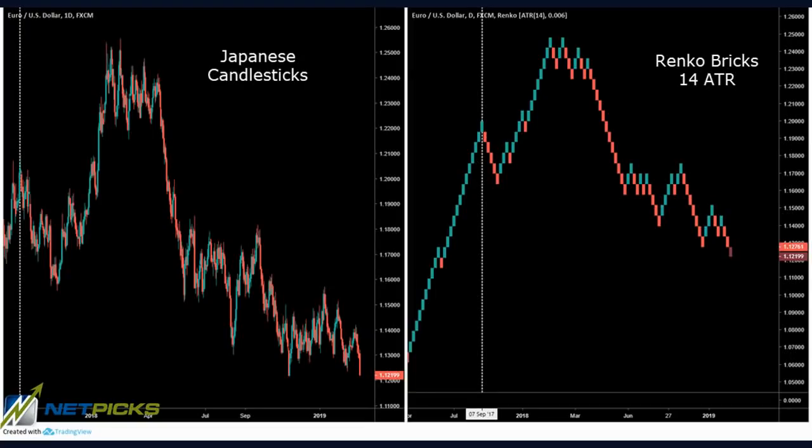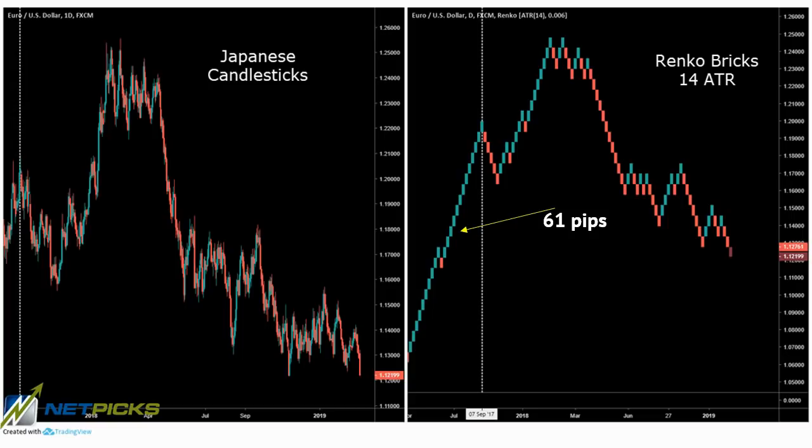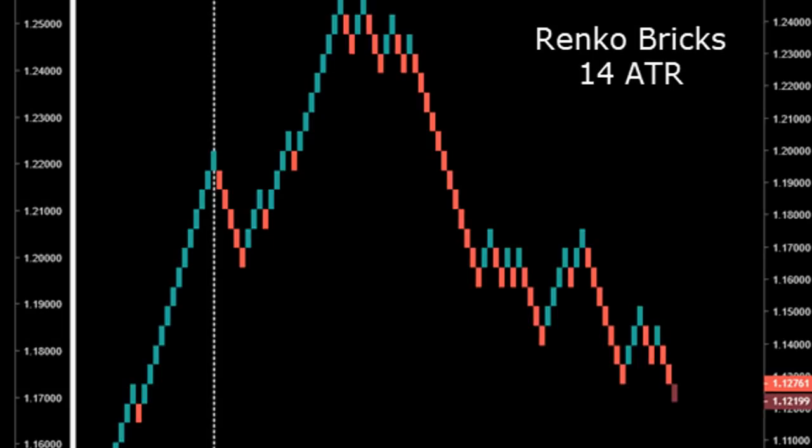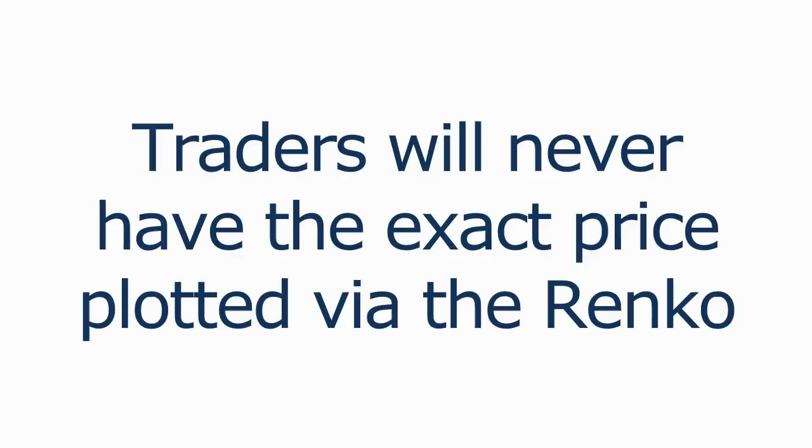Now, Renko charts work with any instrument, and this is a daily Forex chart that compares the Japanese candlestick charts with Renko. Now here, the Renko chart has a brick size of 61 pips, and this is set automatically via the ATR. And you can see how it smooths the price action compared to the mess on the Japanese candlestick chart. Lower time frame Renko charts would have a smaller brick size, which is probably important for intraday traders. Bricks are stacked, and I want you to note only the corners touch on the Renko bricks. And if we take 61 pips as the set size, price needs to move 62 pips in order to have another brick plot.